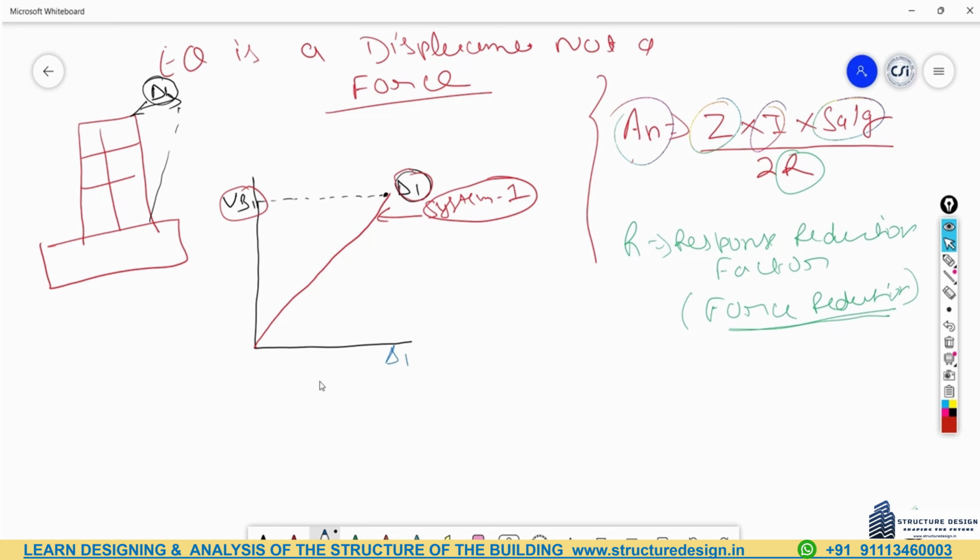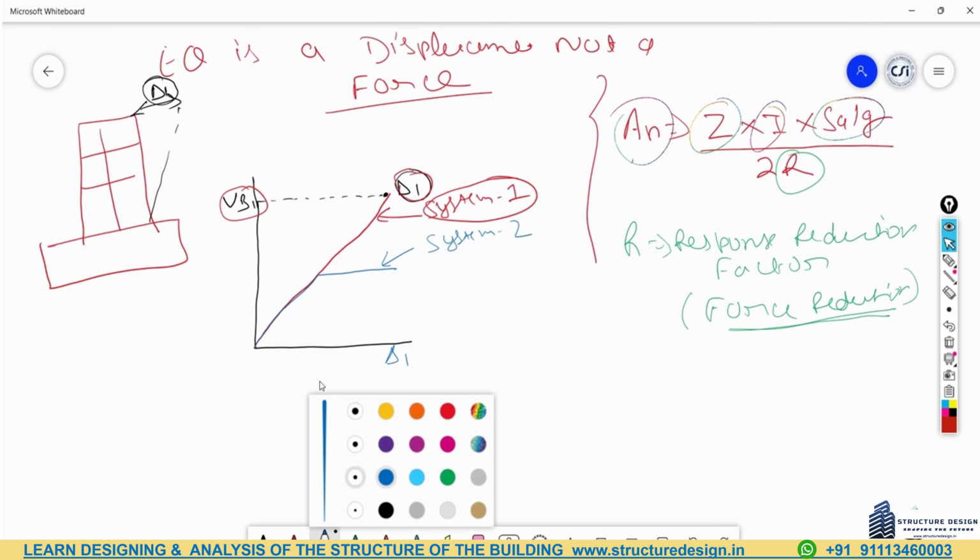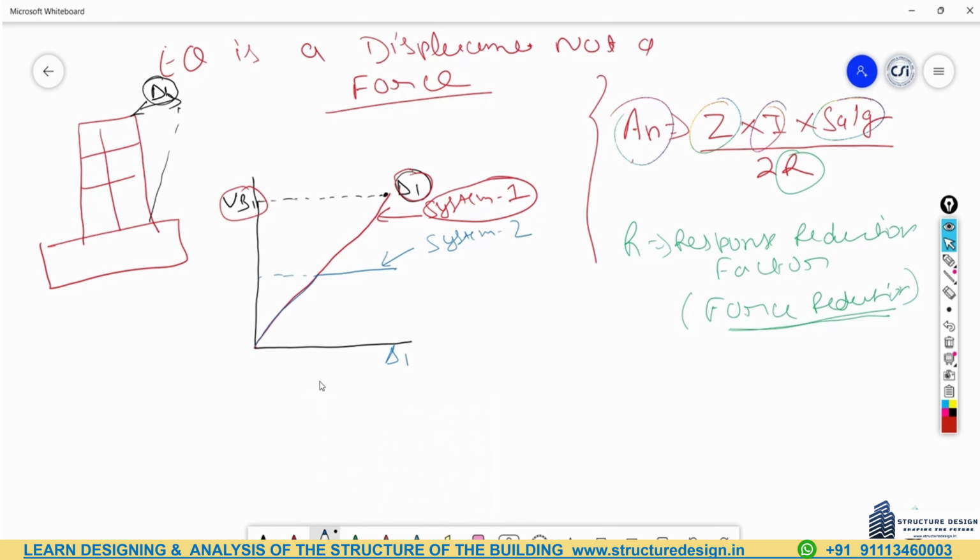Let's suppose you take another system and you need to design with the same delta 1, but in that case you have to increase the ductility in system 2. When you have increased the ductility in system 2, the base shear gets reduced. Now you are getting a base shear of VB2, meaning the force got reduced.